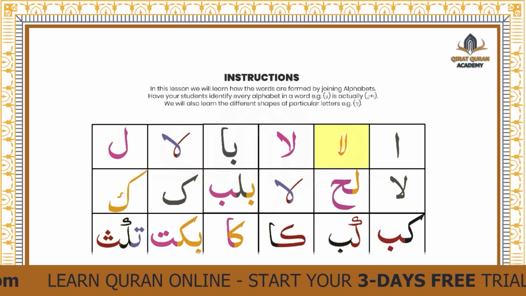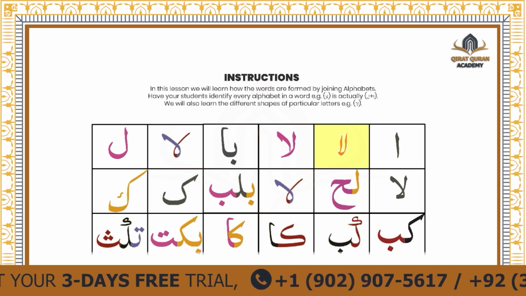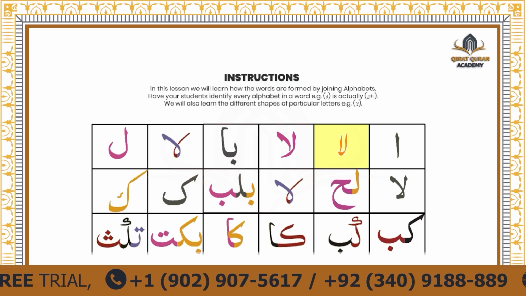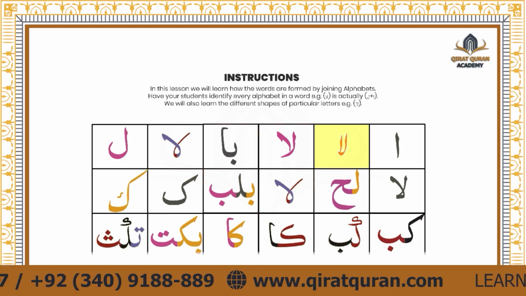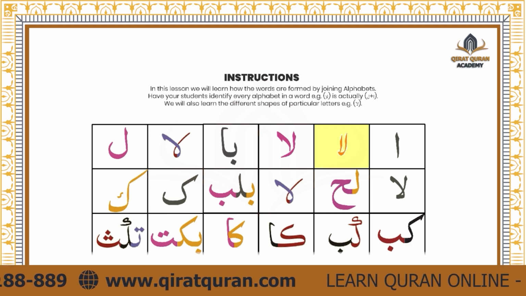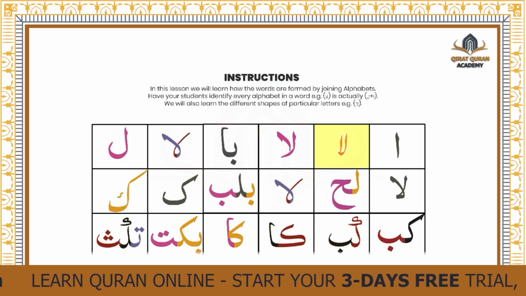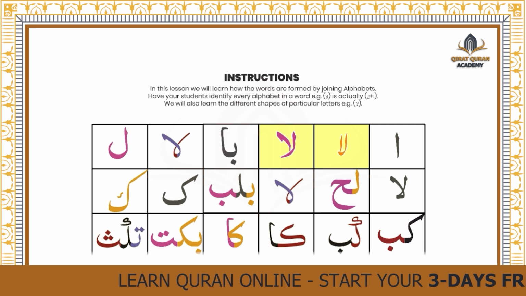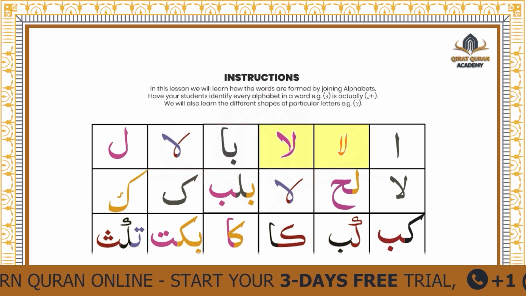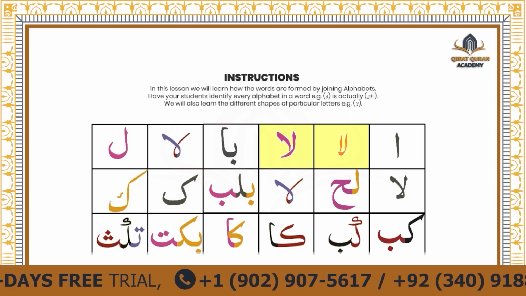Now you can see here the formation of lam when it comes alone, when it is single. The formation of lam was a bit different, but now it is connected to the alif, so the formation is changed. So this is lam, alif, and this is not the only formation of lam and alif. There are more ways to write lam and alif. One is this, and the second one is this. This first one is lam, and then this one is alif. This is also a way of writing lam and alif.